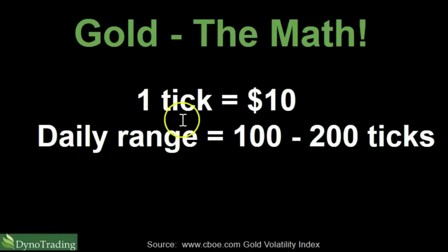And what you should be concerned about is how much movement there is on a daily basis, what they call the daily range. As you can see here, this comes directly from the CBOE's Gold Volatility Index. The daily range, approximately, of gold is 100 to 200 ticks, and that's pretty significant, guys.